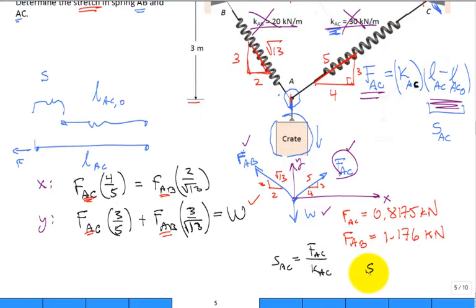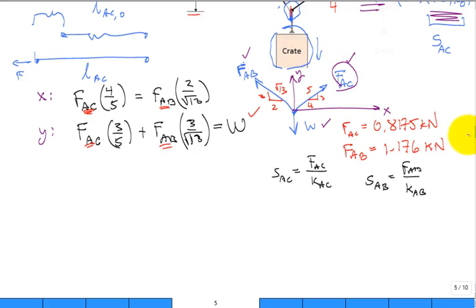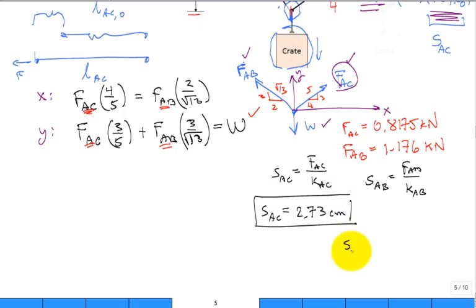And then the stretch in A to B is the force in A to B divided by the stiffness in the spring A to B. And those come in, they're very small numbers. Let me scroll down. The stretch A to C comes in at about 2.73 centimeters. And the stretch A to B comes in at 5.9 centimeters. All right?